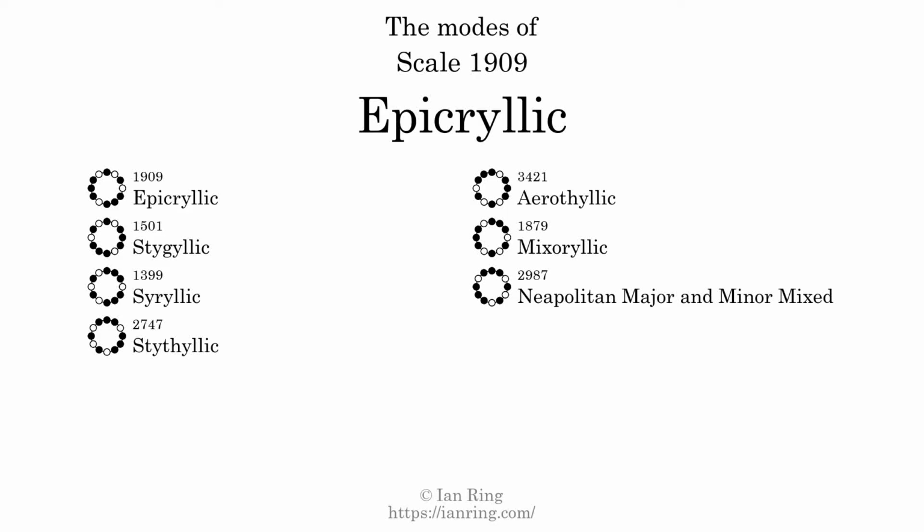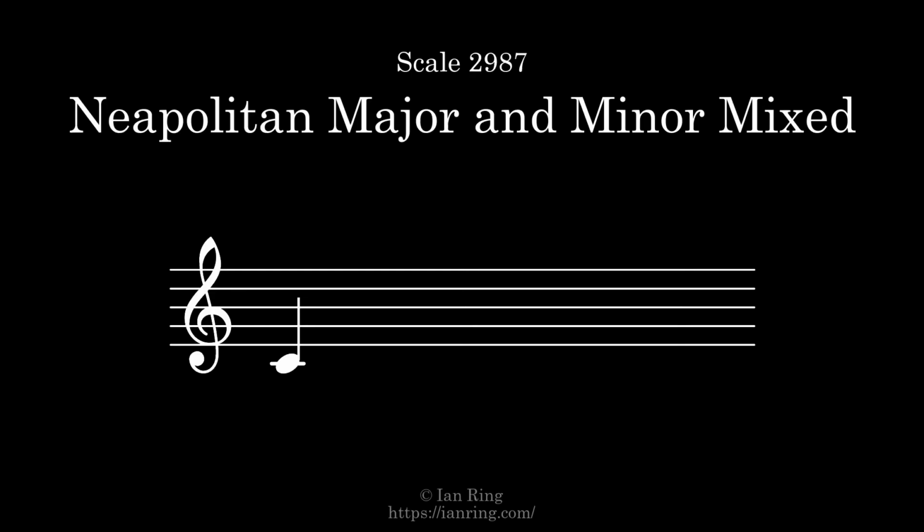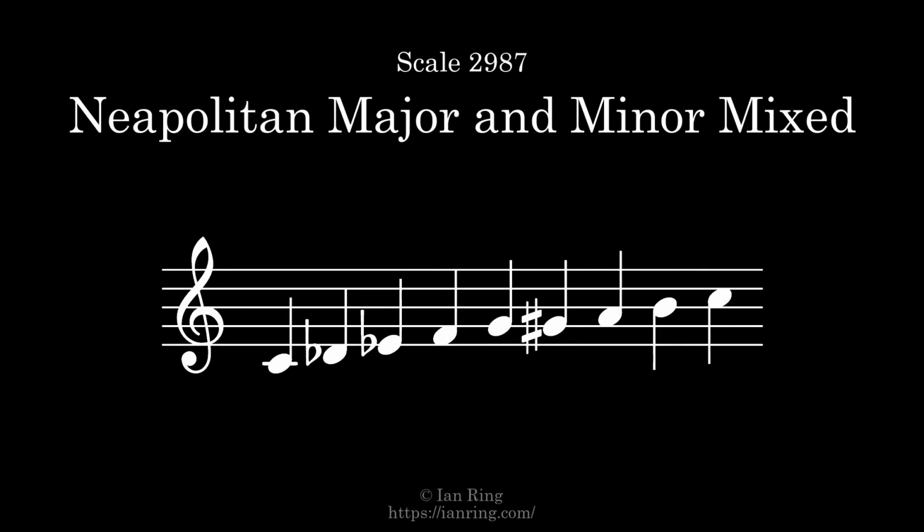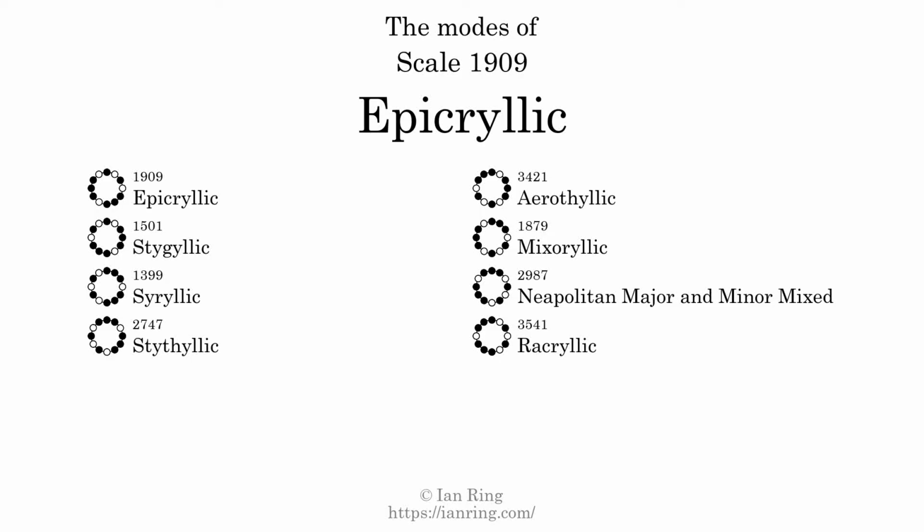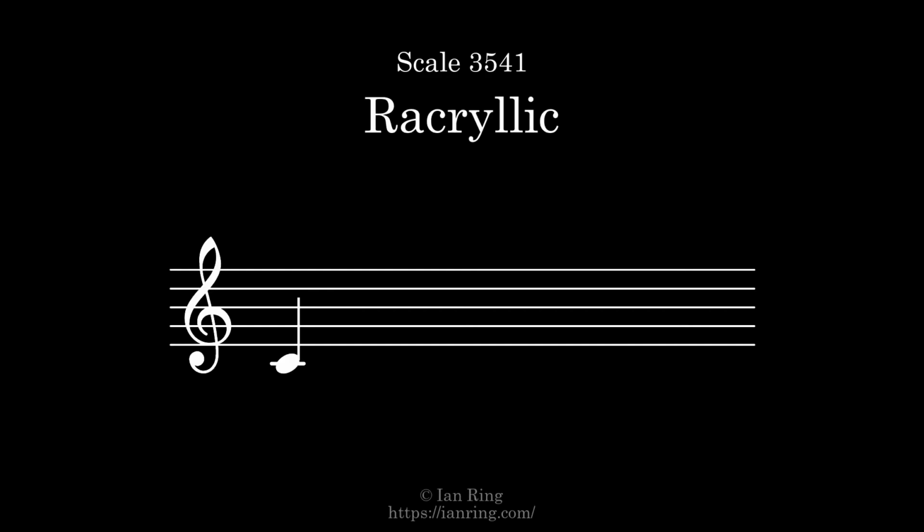The seventh mode is scale 2987, also known as Neapolitan major and minor mixed. It sounds like this. The eighth and last mode is scale 3541, also known as Epicryllic. It sounds like this.